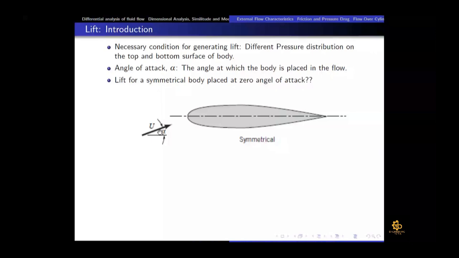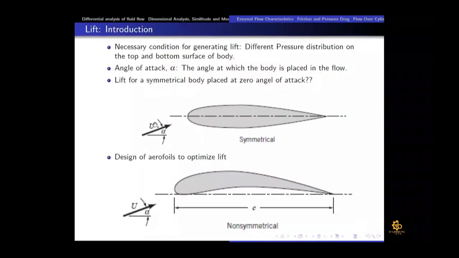And then we can also have a non-symmetrical shape. Usually we have a non-symmetrical shape because we want to optimize this. Just imagine that the flow is coming at zero angle of attack on this, what will happen? If it is coming from zero angle of attack, then for the upper figure, the pressure on the lower side would be equal to the pressure on the upper side.